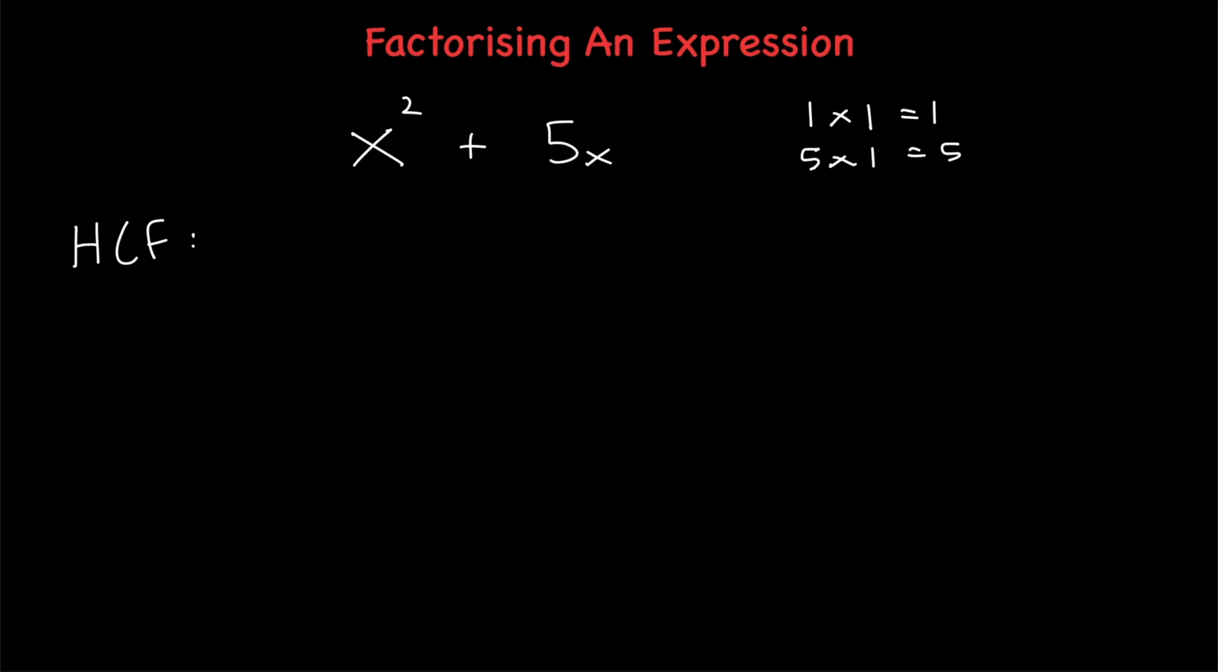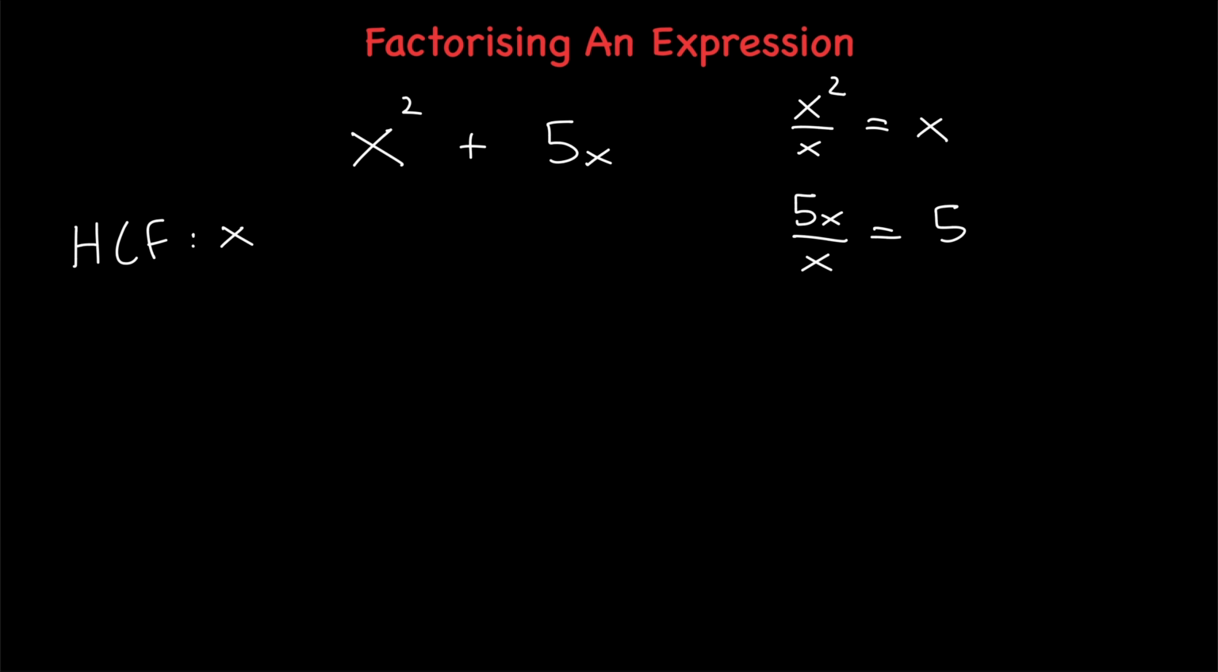Instead, for the highest common factor for this question, we need to look at the variables. So while we can't divide the coefficients by any number to make them smaller, we can divide both terms in the expression by the variable x to simplify them. So x squared divided by x equals x by itself, and 5x divided by x just equals 5. And so our highest common factor for this expression is x.